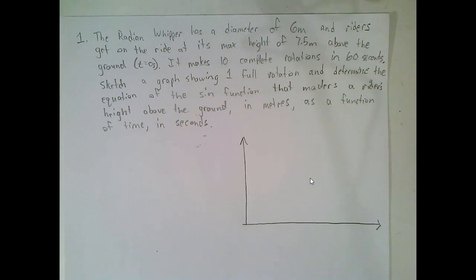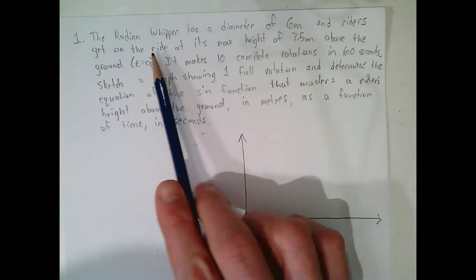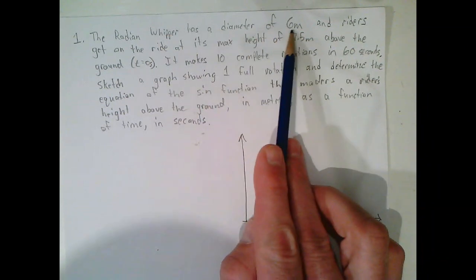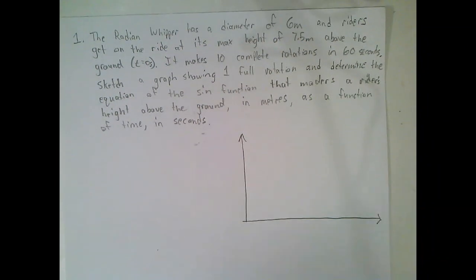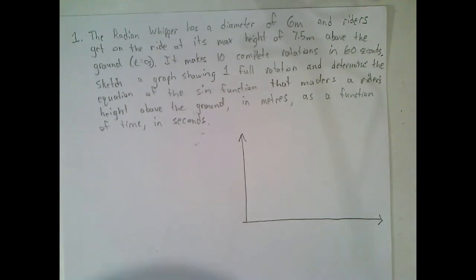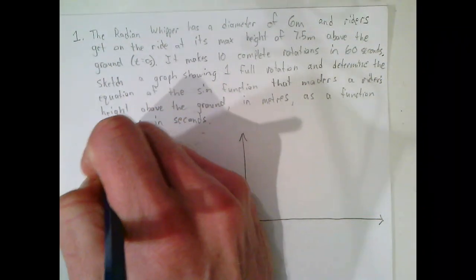Hey, okay, we're going to take a look at this trig question, and we're going to graph it, and we're going to model it with a function. So there are a few bits of key information we should be aware of as we get started. First of all, the Ferris wheel has a diameter of 6 meters. So I'm assuming it's round, and if its diameter is 6 meters, let's just draw a picture of this.